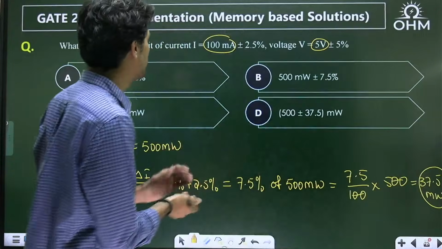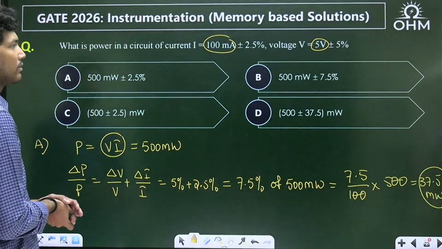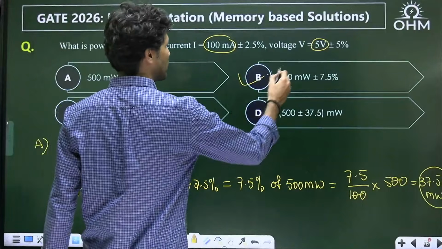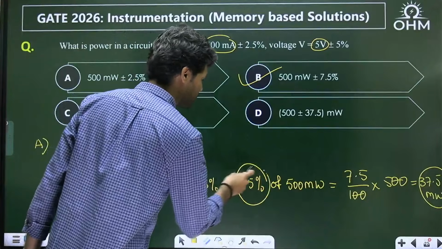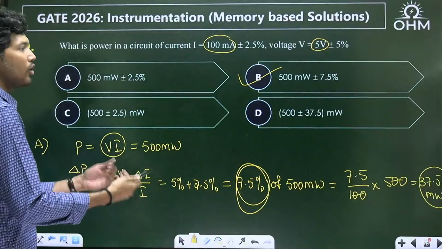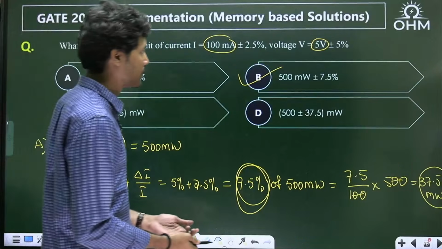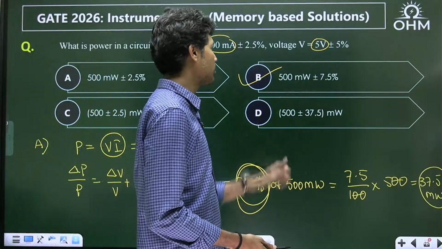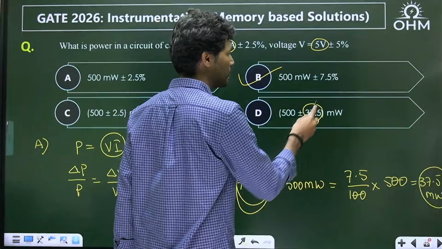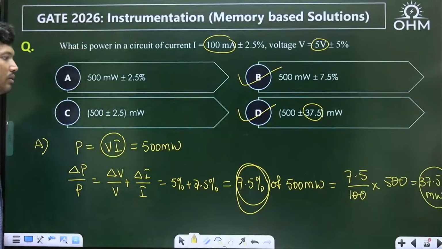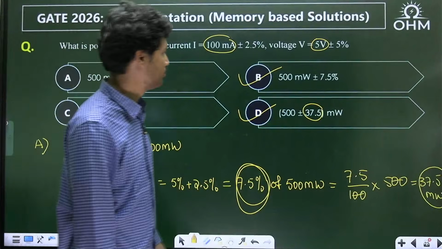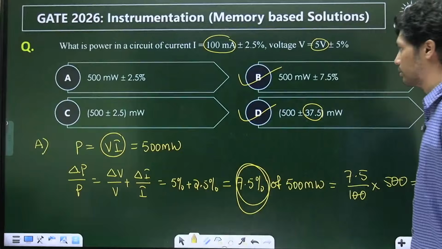Okay, because this is an MSQ question, you can have more than one correct answer here. Your option B is definitely correct: 500 milliwatt plus or minus 7.5%. And if you're talking in terms of absolute numbers, what is 7.5% of 500? That is 37.5 milliwatts. So even this is also correct. So this question has two correct answers, B and D. This is an MSQ question.